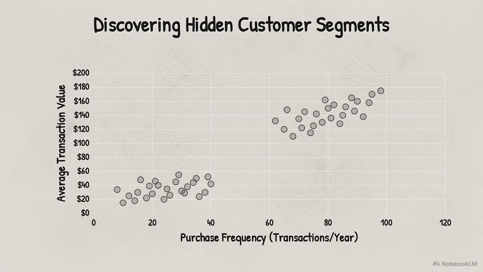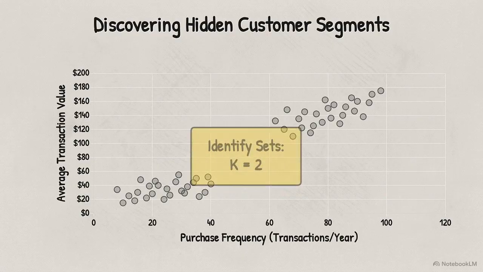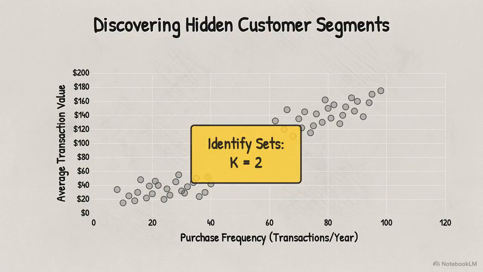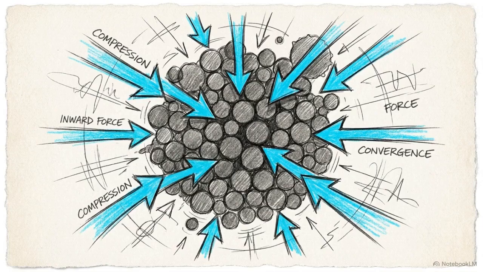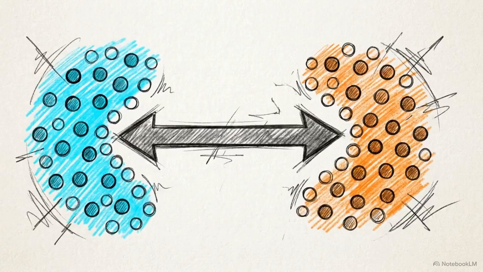To organize this, we use the k-means clustering algorithm. The variable k represents the number of distinct groups we want to identify. In this case, we will set k to 2. The algorithm operates on two mathematical rules. First, it maximizes intra-cluster similarity, ensuring points within a group are as close to each other as possible. Second, it maximizes inter-cluster variance, ensuring the resulting groups are clearly separated in the data space.